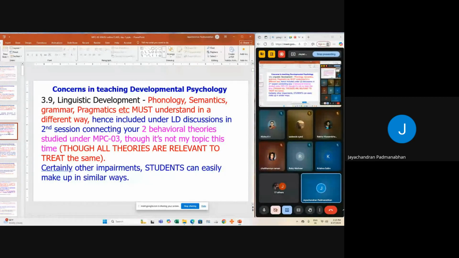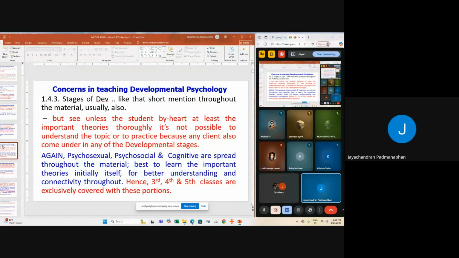So for this linguistic development, you must listen to all my classes, then only you can understand, because it is a holistic method, and only psychology you can study. Hence, included under LD discussions is a second section connecting the two behavioral theories studied in MPC 3. That's why the MPC 3 portion I also have to discuss, otherwise you cannot understand, though it is not my topic this time. All theories are relevant to treat the same, and students can easily make up other impairments in similar ways.